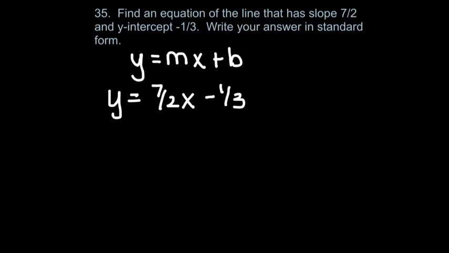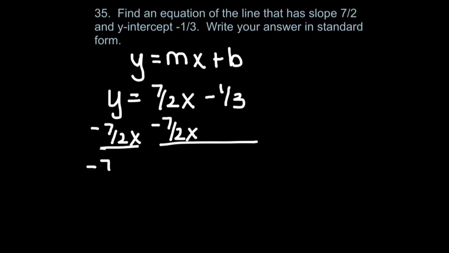Since we want our answer in standard form, we need to move the x term over, so subtract the 7/2 x from both sides. The x term needs to come first, so I can say -7/2 x plus y equals -1/3.